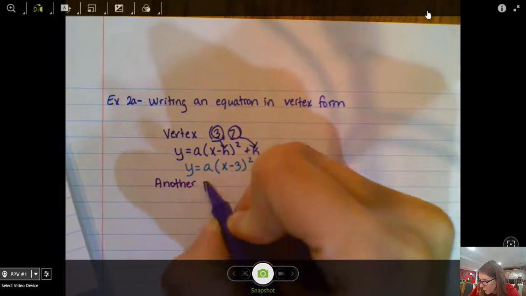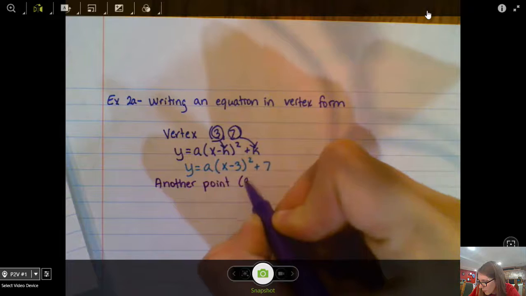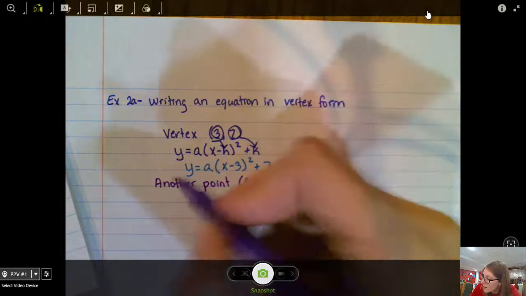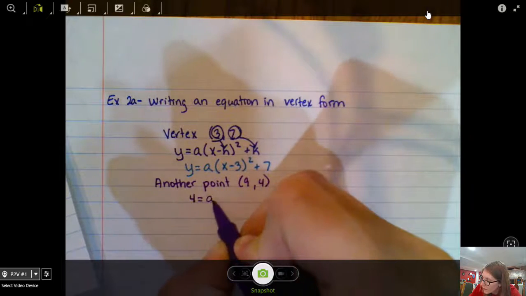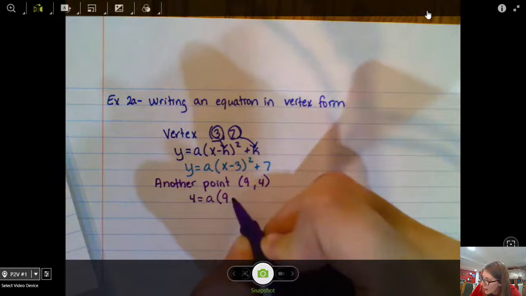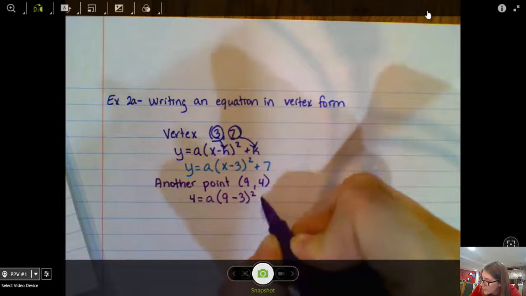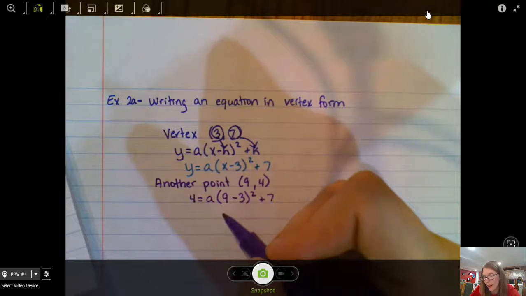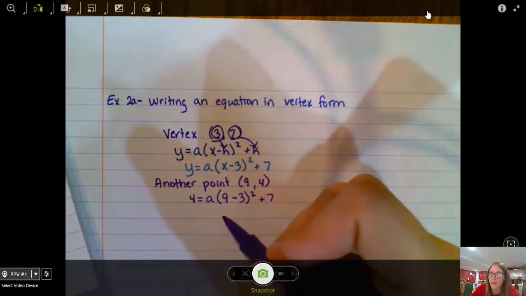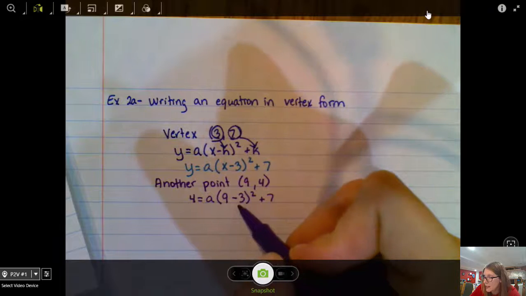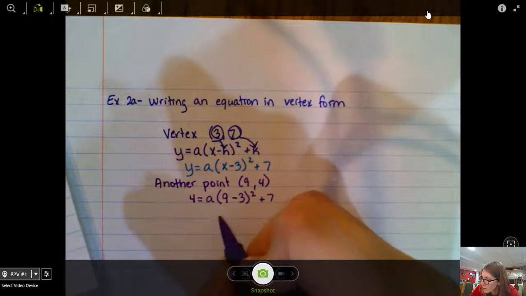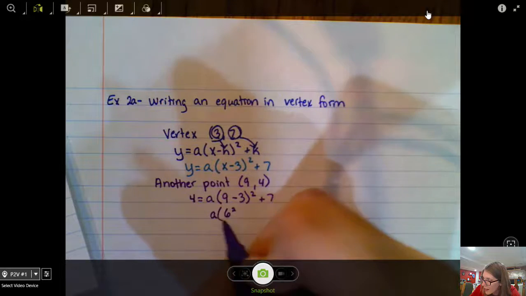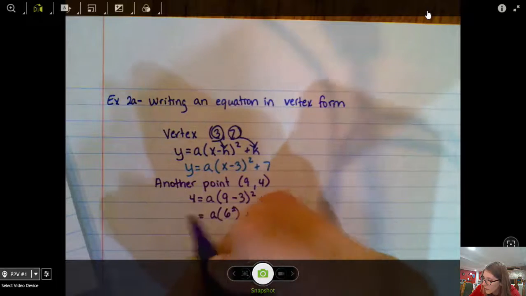We know another point was (9, 4). Plug this in for x and y. 4 equals a times (9 minus 3) squared plus 7. I only have one variable now. I can solve for it, put that all together to get my function in vertex form. All right, 9 minus 3 is 6. a times 6 squared plus 7 equals 4.